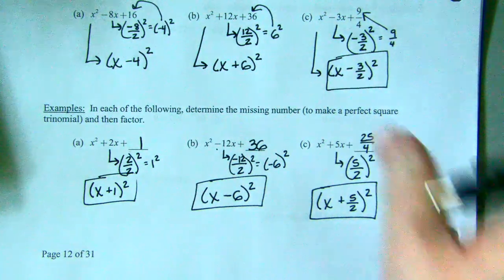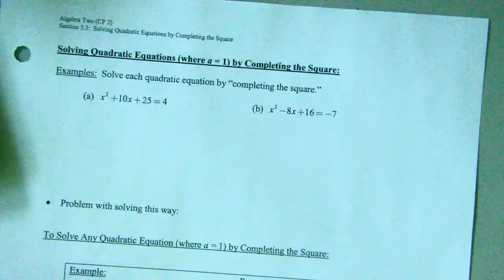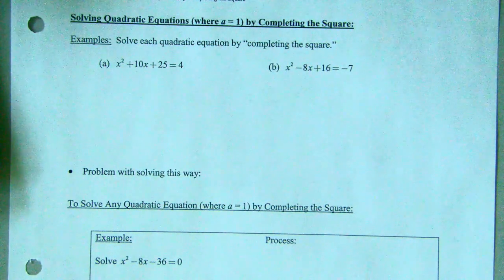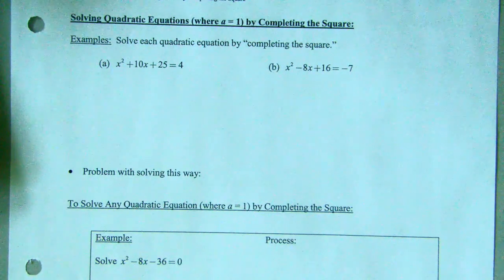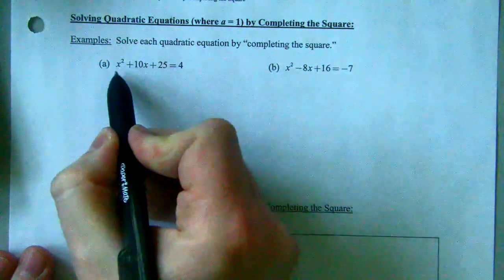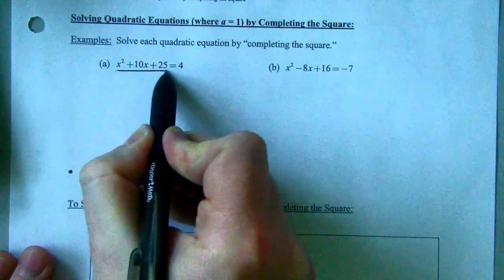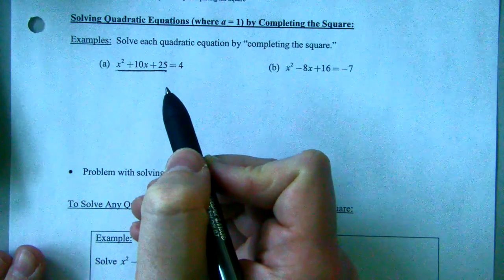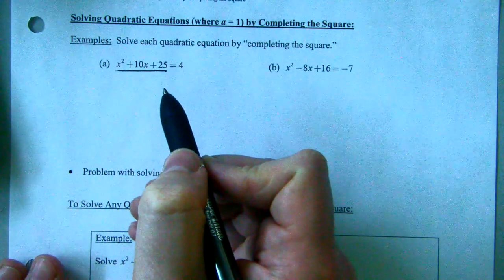Moving on to page 13. We're now going to talk about how we can use some of these ideas to solve quadratic equations. Take a look at letter A. x squared plus 10x plus 25 equals 4. What you should notice about the left side is that it's a perfect square trinomial, like we saw on the previous page.